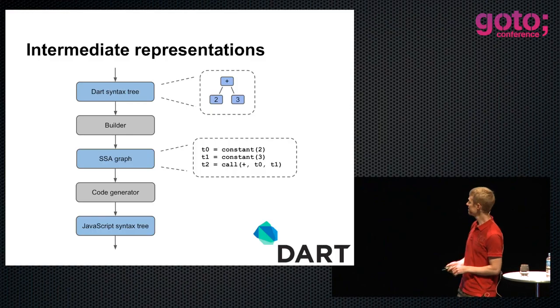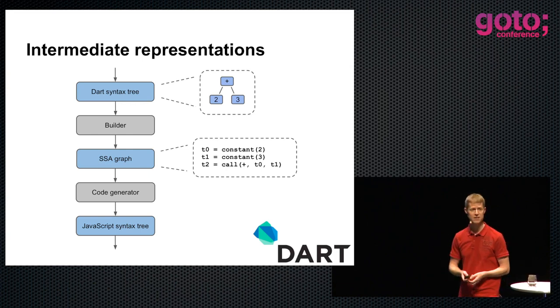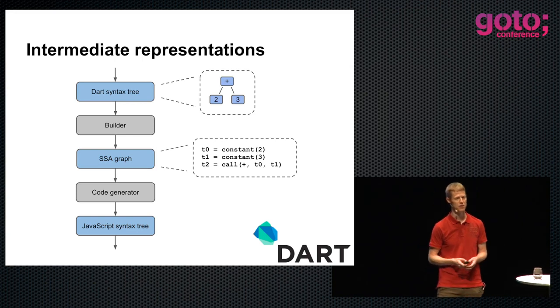So I showed you a lot of code already, and now I want to tell you a bit about how we actually go about generating this code. As I said, the Dart compiler is kind of a sophisticated beast. It's a fairly classic compiler, except for the tree shaking, perhaps. And it starts with building syntax trees for the Dart code.